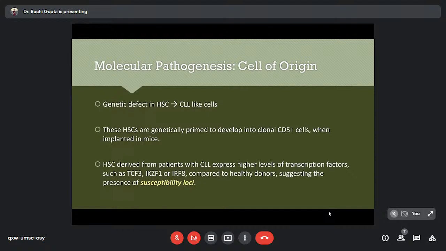These susceptibility loci usually involve transcription factors like TCF3, IKZF1, IRF8, and other transcription factors which are involved in cell proliferation and anti-apoptotic pathways.